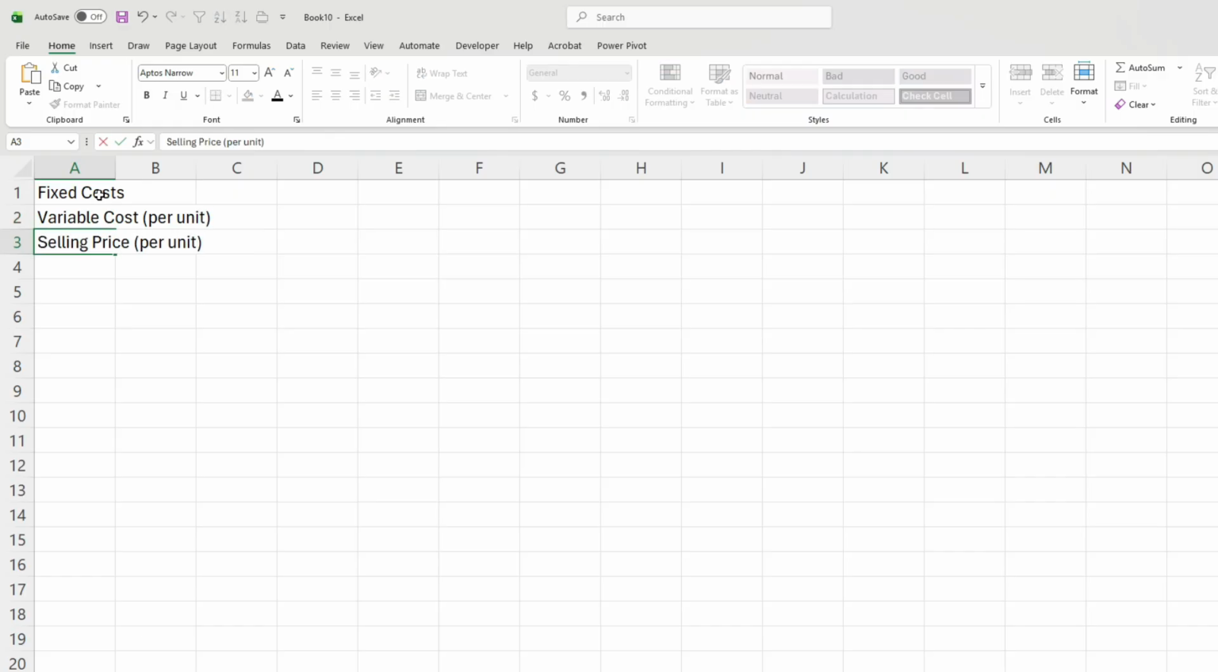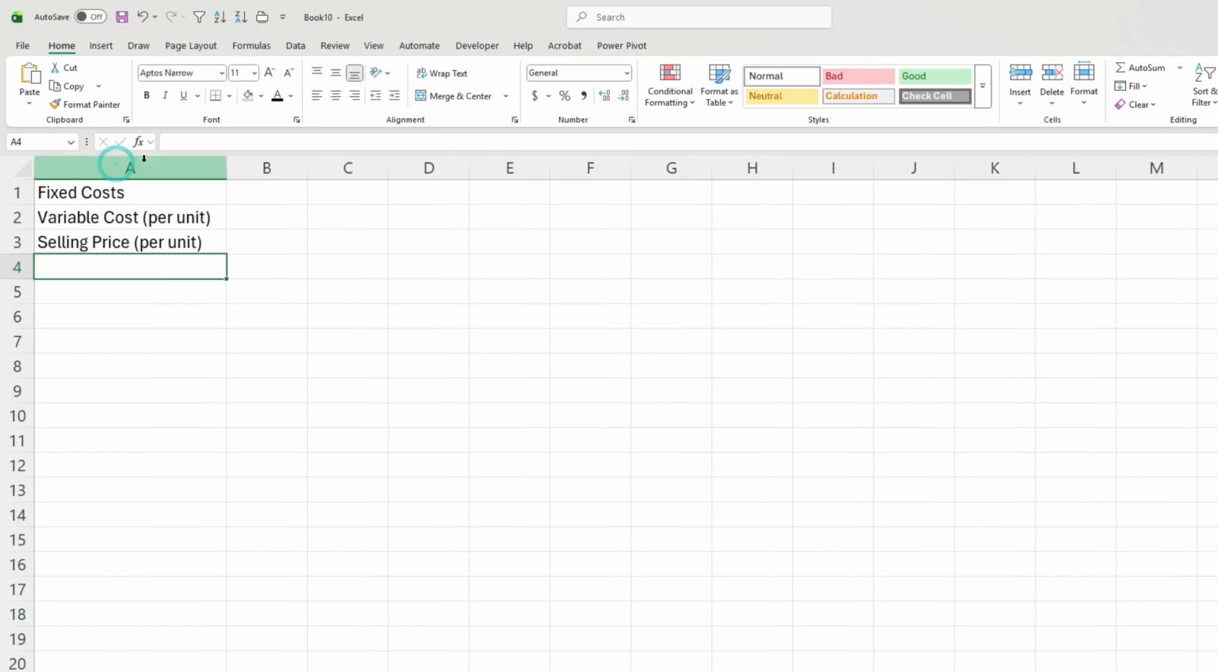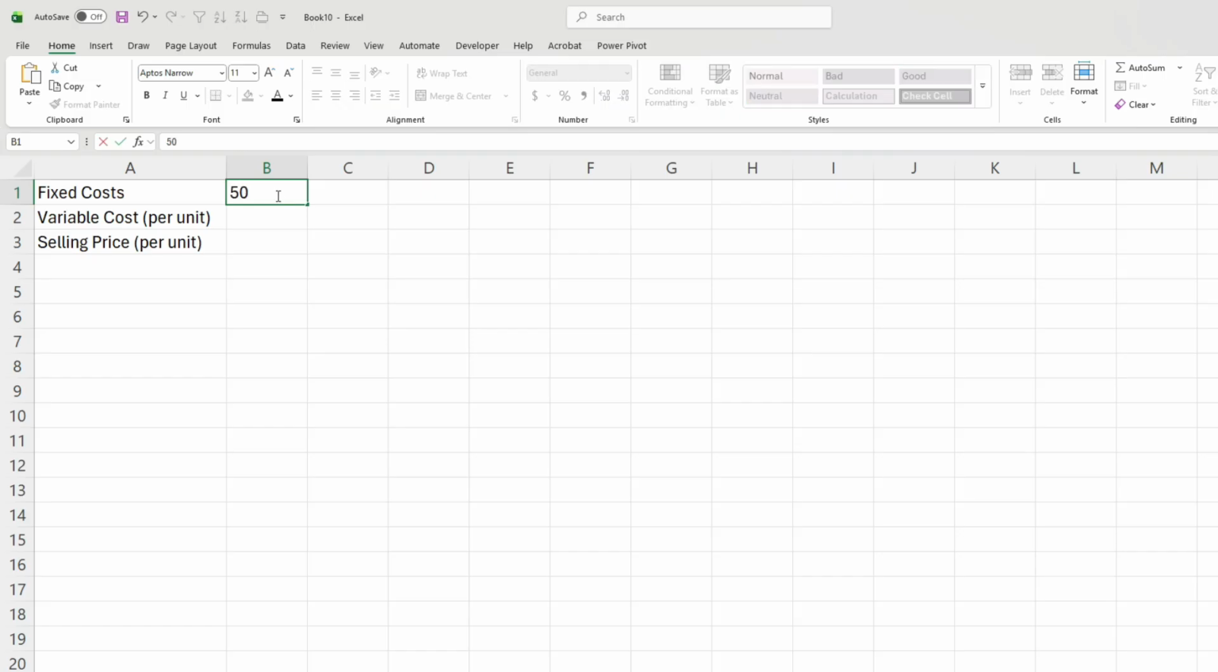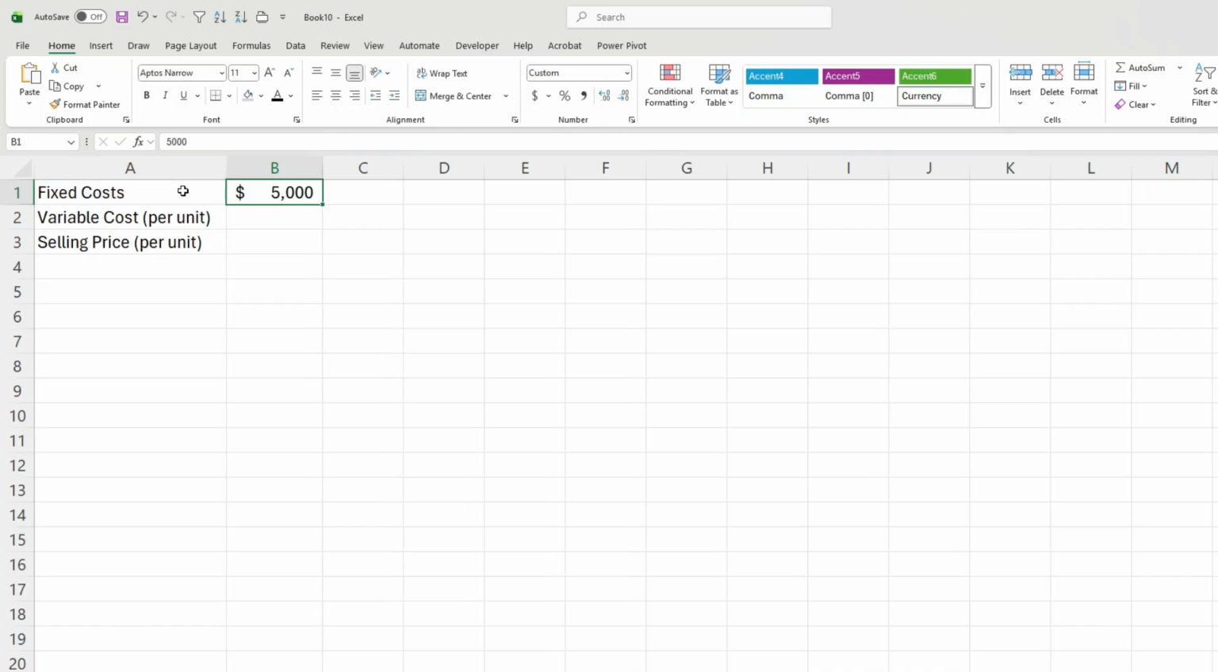And so the fixed costs, these are things like rent, insurance, salaries, things that aren't going to change whether you produce 10 units, 20 units, or 15 units. So let's say in a hypothetical example, our fixed costs are $5,000. So that's going to be the cost we incur regardless of how many items that we produce.